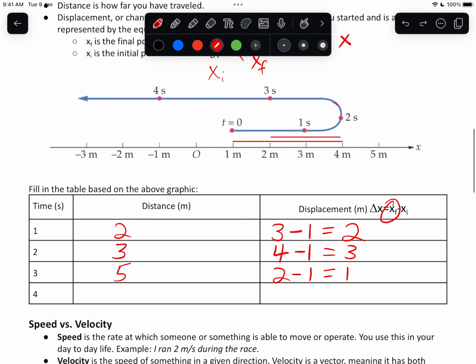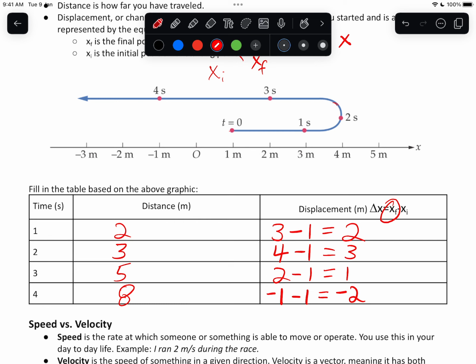Here we go. At 4 seconds, I'm going from 1, 2, 3, 4, 5, 6, 7, 8. I've moved 8 meters. But my displacement, let's see, my final is at -1. My initial was at 1, so -1 minus 1. That's going to equal -2. So my displacement is -2.